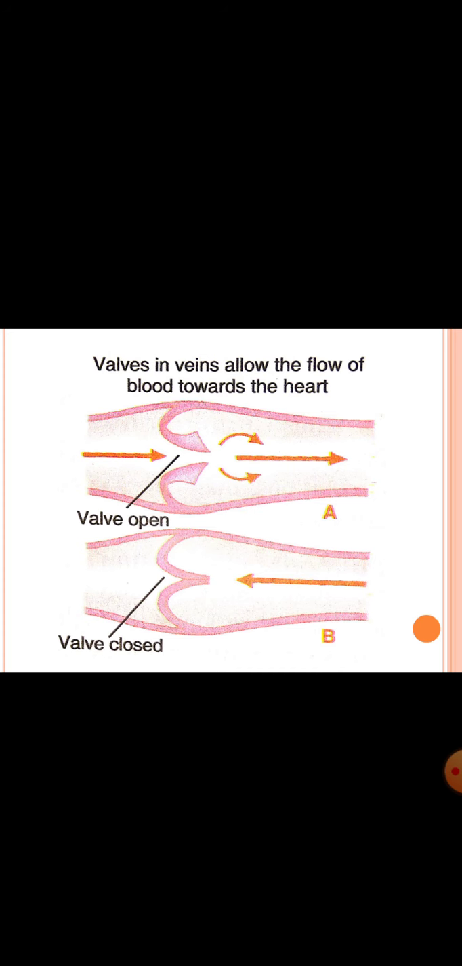Small veins are called venules. Venules are formed from capillaries and join to form veins. Blood flows smoothly in veins. Veins are situated superficially and can be seen from the surface of the skin.